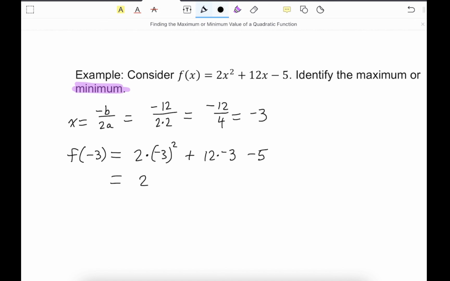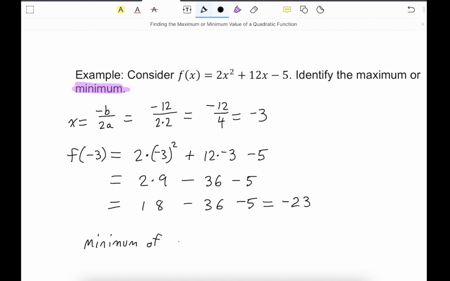And this gives me negative 23. So there's a minimum of negative 23 at x equals negative 3. You can also check this by graphing this in your graphing calculator and finding the vertex that way.